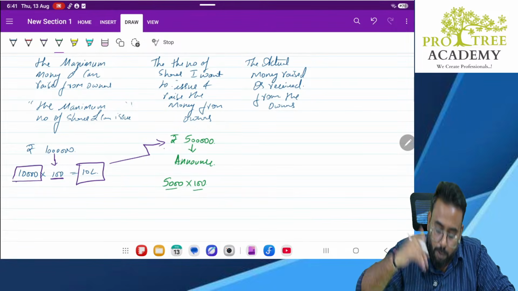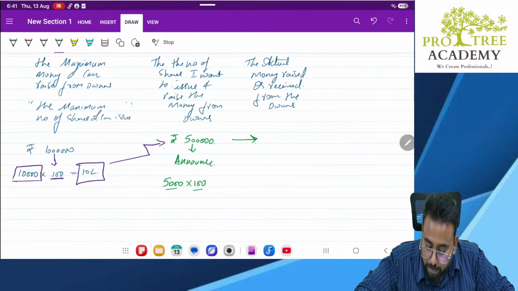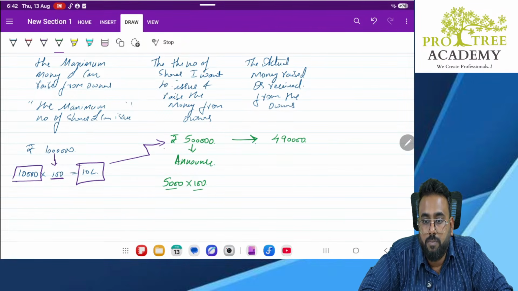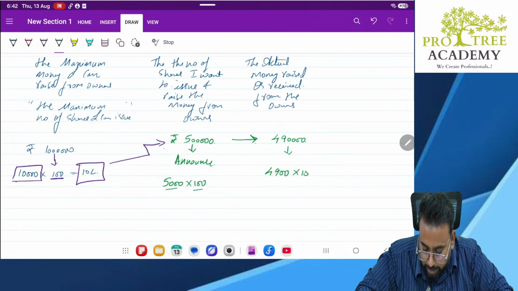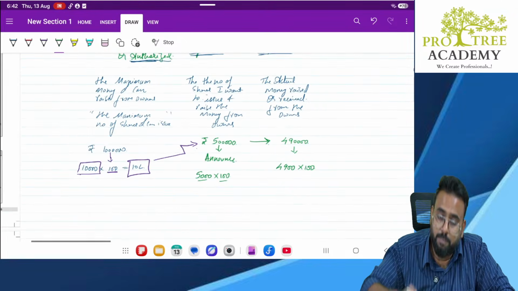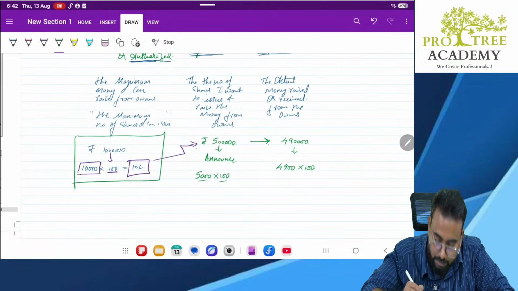Now, those people say, no, see, I understand you need 5 lakh, but I am ready to give you only 4,90,000. So that means how many shares? 4,900 shares of 100 each. Now you are understanding what is my maximum capacity? My maximum capacity is 10 lakhs.